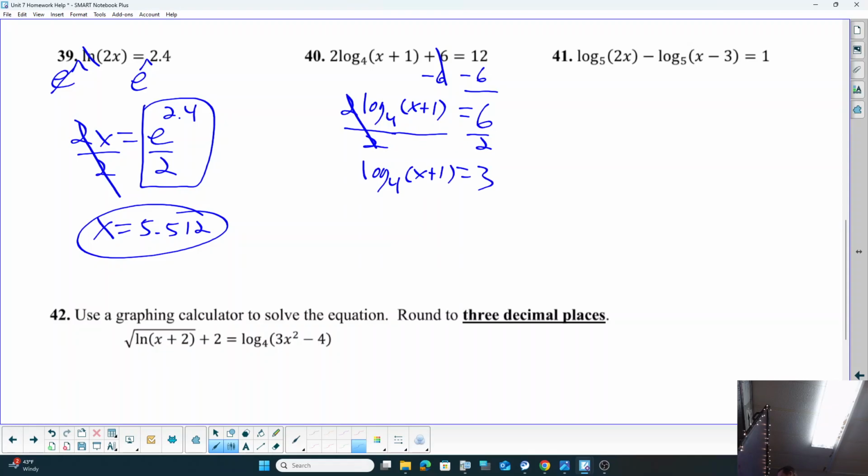How do we undo log base 4? So we shove a 4 underneath it and raise it up on both sides.